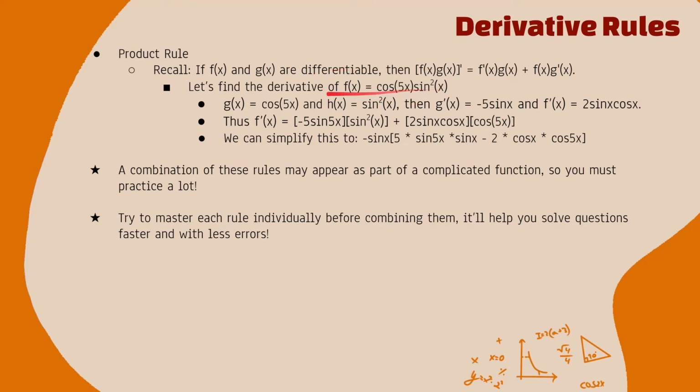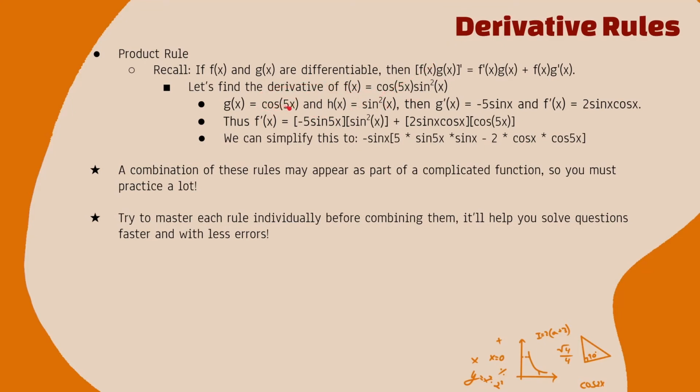So here we are given the following function. So immediately let's define what g of x is and what f of x is. Since we have f of x defined in our question, we're just going to use h of x. So for g of x, let's use the first one, so we have cos 5x. And for the second one, we have sine squared of x. So now let's find the appropriate derivatives of both of these.